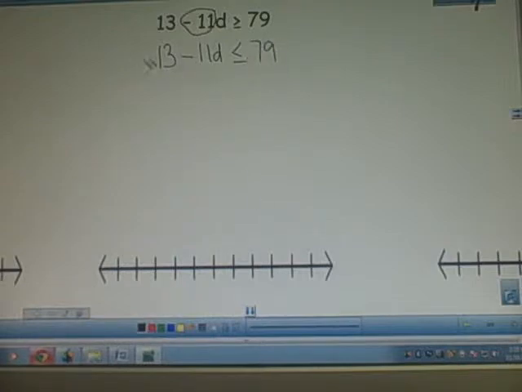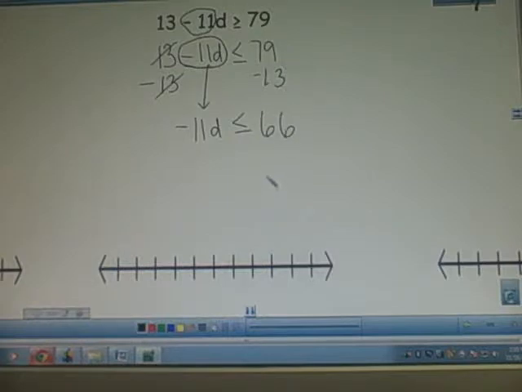And now I can solve. So I'm looking specifically at 13. The opposite of 13 is negative 13 or minus. Those cancel. And I still have to bring down the entire negative 11d, which is less than or equal to 79 minus 13, which is 66. And my last step is to divide. My 11s cancel, and I have d is less than or equal to 66 divided by negative 11, which is negative 6.